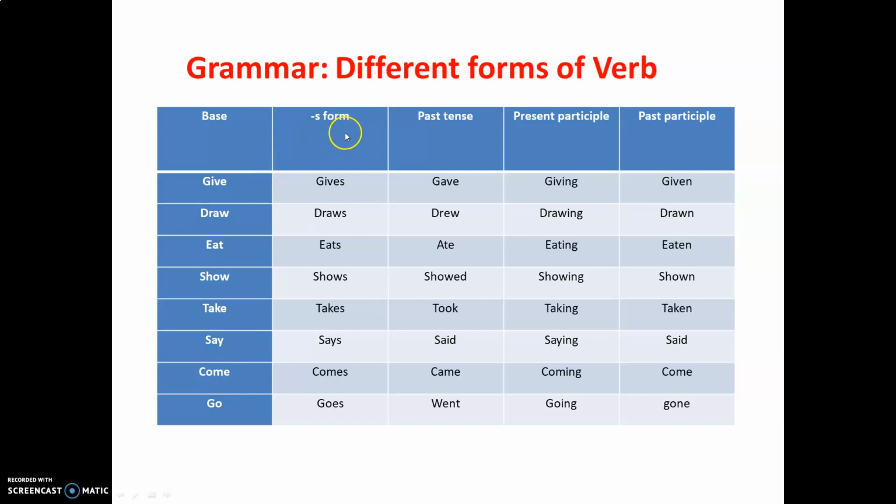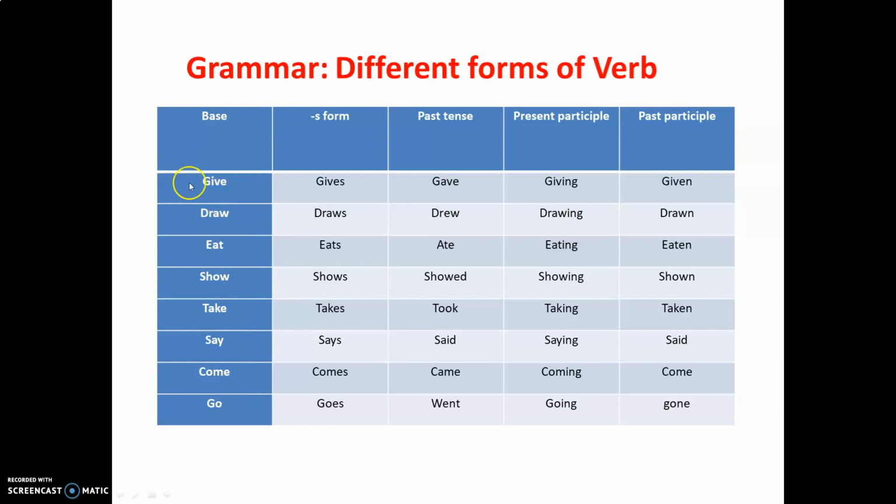Then we have the S form, where you have to add S or ES to the words, which I will tell you when and how. Then we have the past tense of the verbs, the present participle, and the past participle. Now, in the sentences and tenses we have learned, how do we use them? The base form is used in the simple present tense.